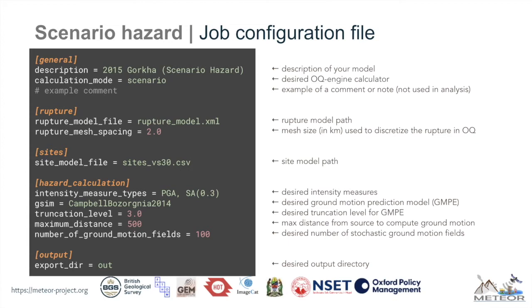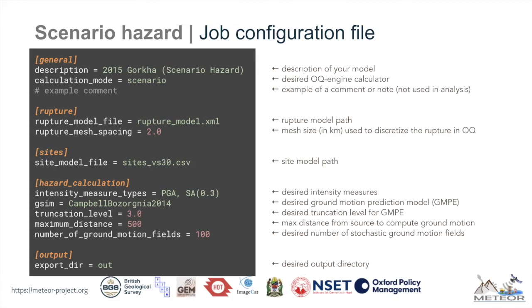Next, we have the truncation level. This is used for the ground motion prediction equation, and a truncation level of 3 is fairly standard. This would consider 99.7% of the distribution, and it'll avoid some outliers that are just a symptom of the mathematical model used as opposed to realistic values.